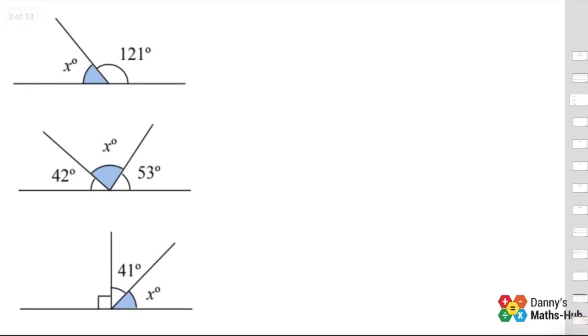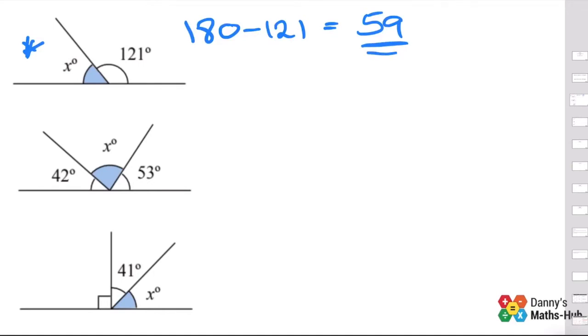What is x in this question here? Well, if we know that all the angles on this line add up to 180 and we're given 121, we take our 180 degrees, we minus what we've already got, which is 121, which leaves us with 59, which means x, our missing angle, has to be 59 degrees.